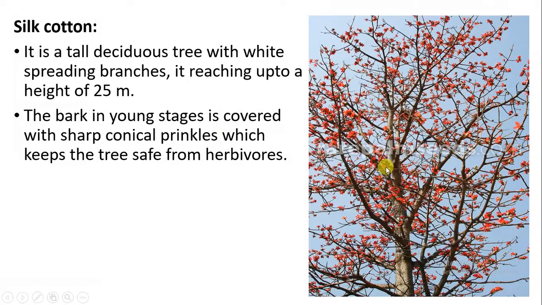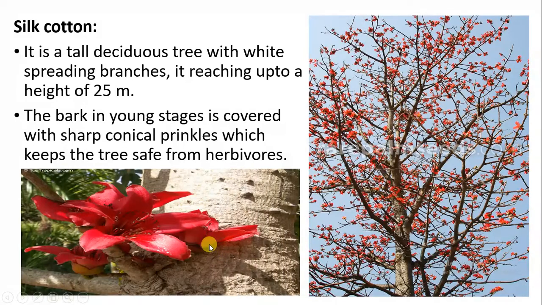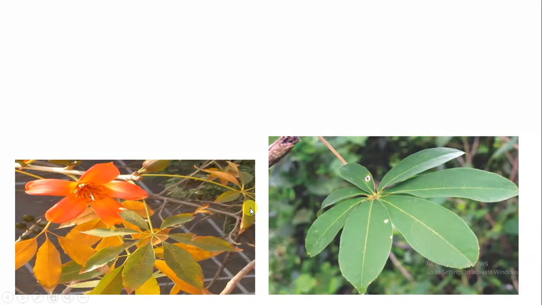The bark in the young stage is covered with sharp conical prickles. You can see the prickles present on the bark. They help the tree protect itself from herbivorous animals.